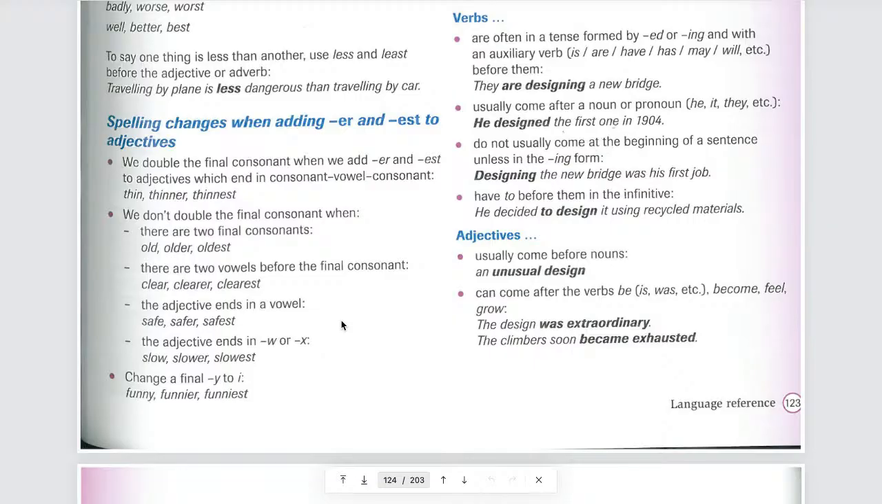The adjective ends in a vowel. Safe. You see, this is an adjective. Safe is an adjective, and it ends in a vowel. That is E, right? Okay, last one. Yeah, Hằng.